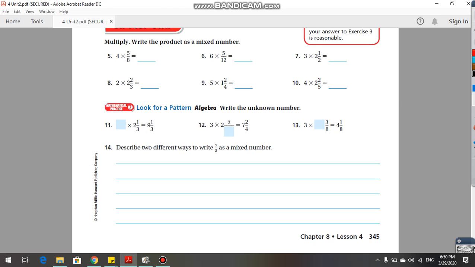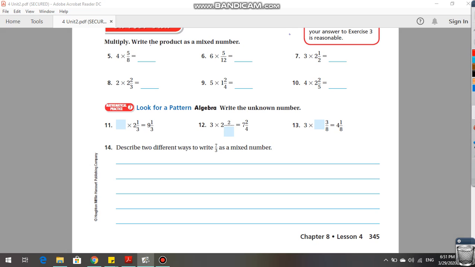Today we're gonna complete our lesson, multiply a fraction or a mixed number by a whole number, page number 345. Okay, guys, multiply, write the product as a mixed number.